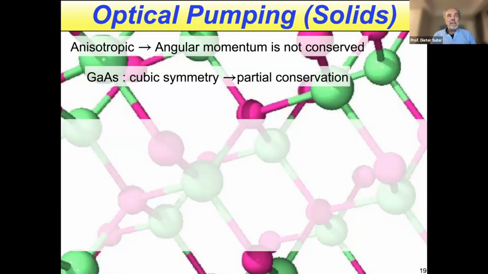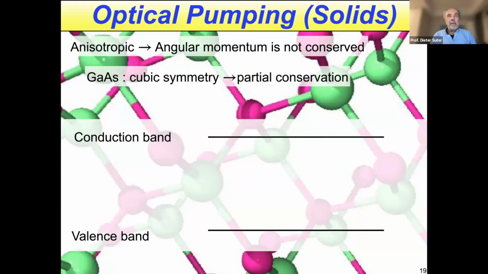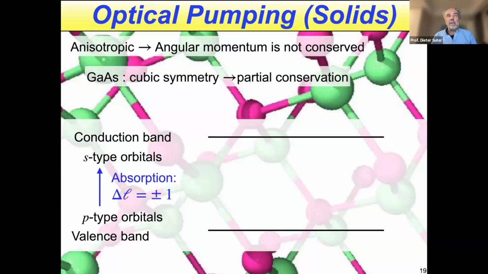So in what sense does that apply to gallium arsenide? The absorption occurs when you bring an electron from the valence band to the conduction band. And for this, it matters in what type of orbitals the electrons are. In the valence band, the orbitals are p-type, so the angular momentum is 1. And in the conduction band, the orbitals are s-type, so the angular momentum is 0. That means this is an optically allowed transition. It's possible to absorb a photon with a high transition probability.